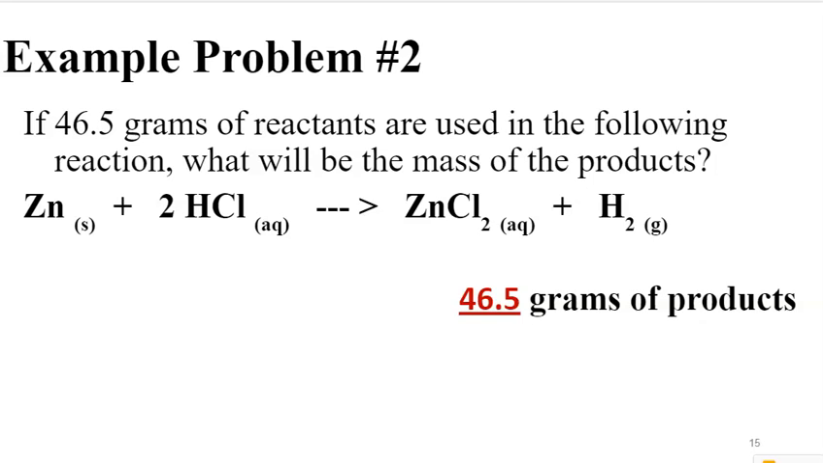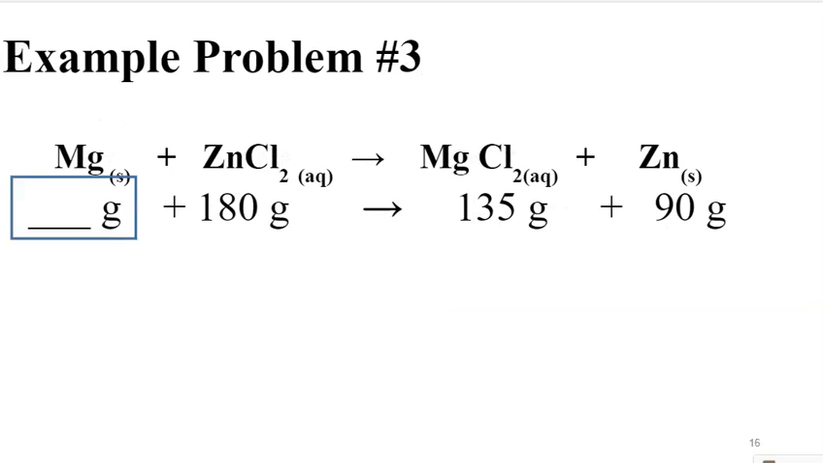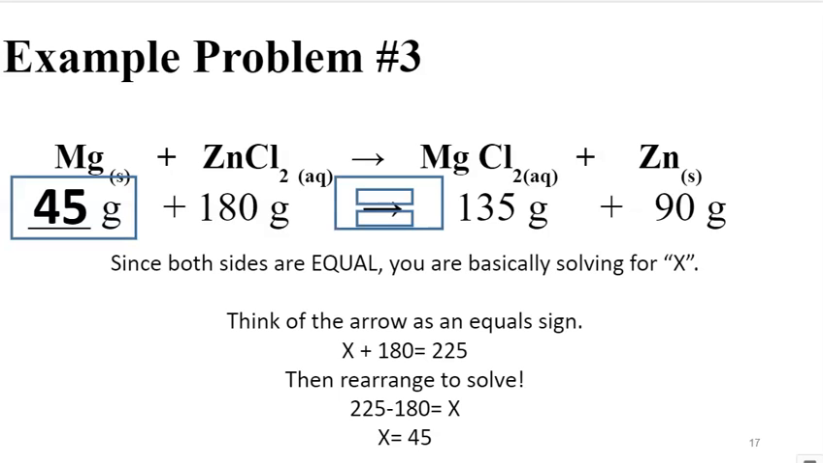Okay. Let's look at another example. All right, here we go. Remember, make that arrow into an equal sign. So we have some number, we'll say x plus 180 is equal to 135 plus 90. So because each side is equal, if we know how much is on the right side, which we do, because we can add those together, the same amount exists on the left-hand side.